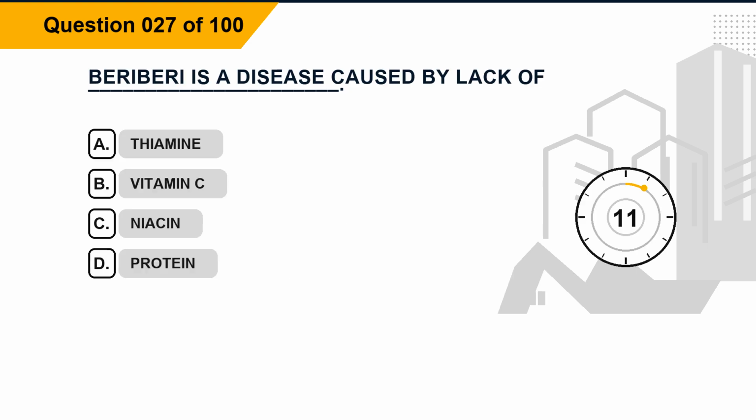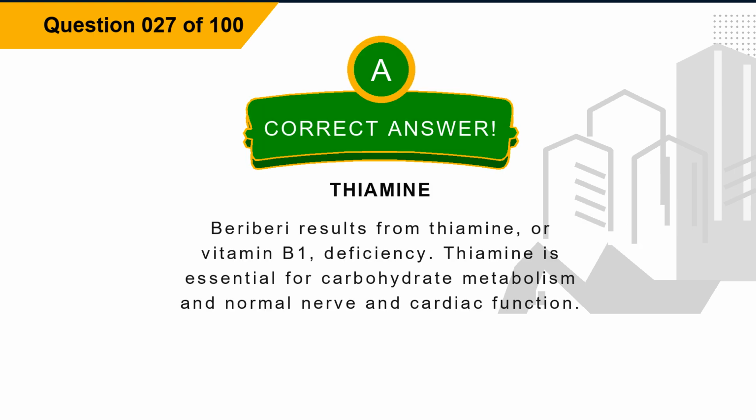Question 27. Beriberi is a disease caused by lack of blank. Option A, thiamine. Option B, vitamin C. Option C, niacin. Option D, protein. The correct answer is option A, thiamine.